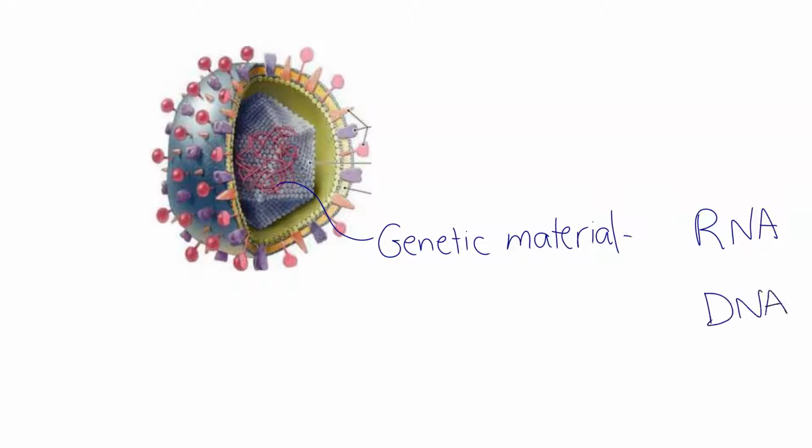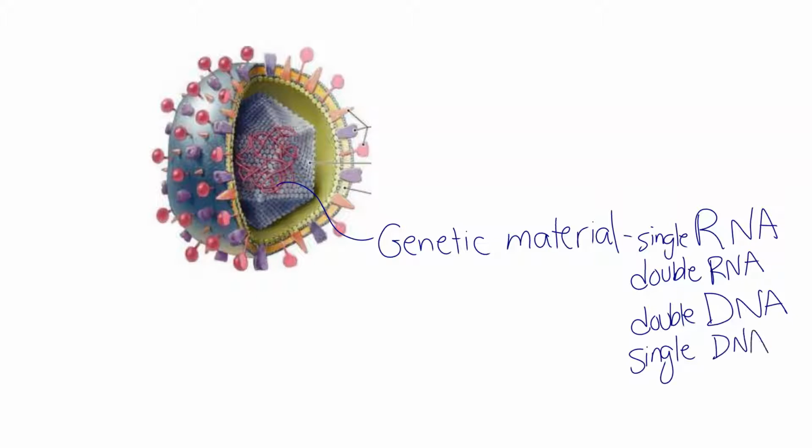Now, typically, RNA has a single strand, and DNA has double strands. It's a double helix. Viruses are unique because some viruses actually have double-stranded RNA or single-stranded DNA. Now, a virus reproduces by taking over a host cell, and most of these host cells do not have the means to replicate RNA. They only have ways to make more copies of DNA.